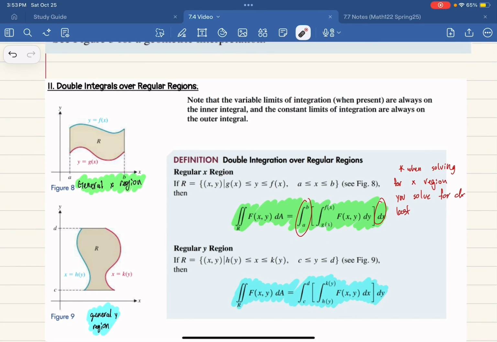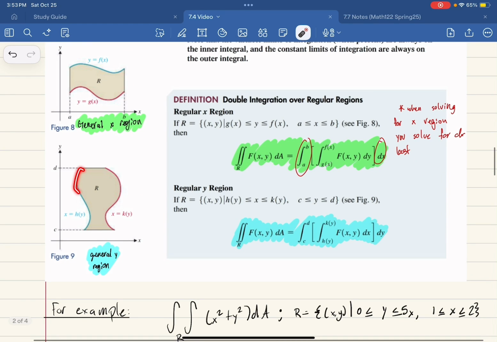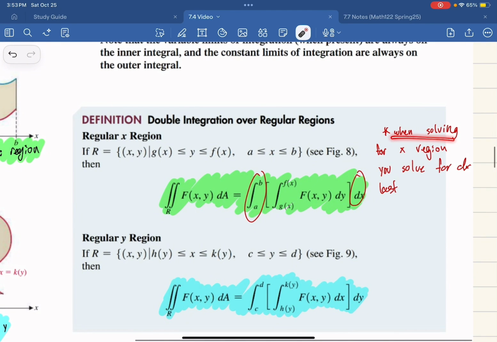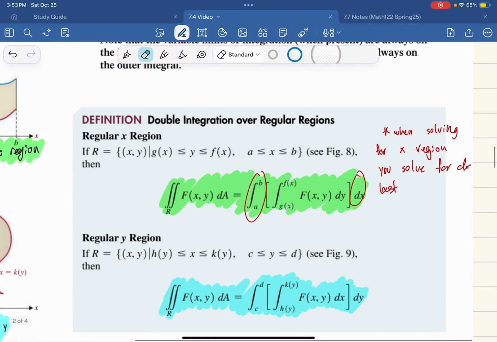Over a general x region, we typically see the functions behave like this, with more of a horizontal behavior. And if it were over a general y region, they're more vertical like that. Here, I did make a little note myself when splitting: when solving for the x region, you solve for the dx last.